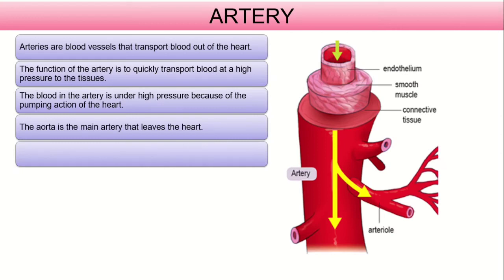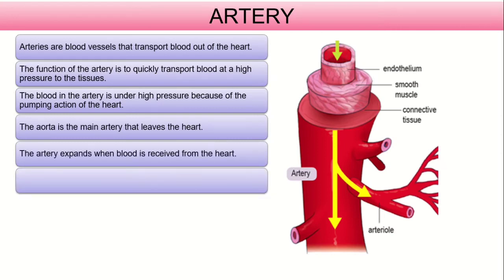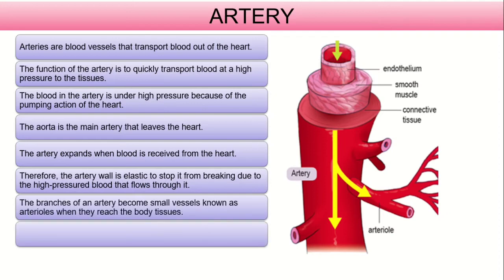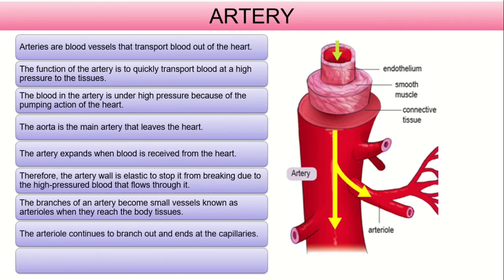The aorta, the main artery that leaves the heart, and the arteries will expand when blood is received from the heart. The artery wall is elastic to stop it from breaking due to high pressure. The branches of the artery become small vessels known as arterioles when they reach the body tissue. The arterioles continue to branch out and end at the capillaries. The group of capillaries is called a capillary network.